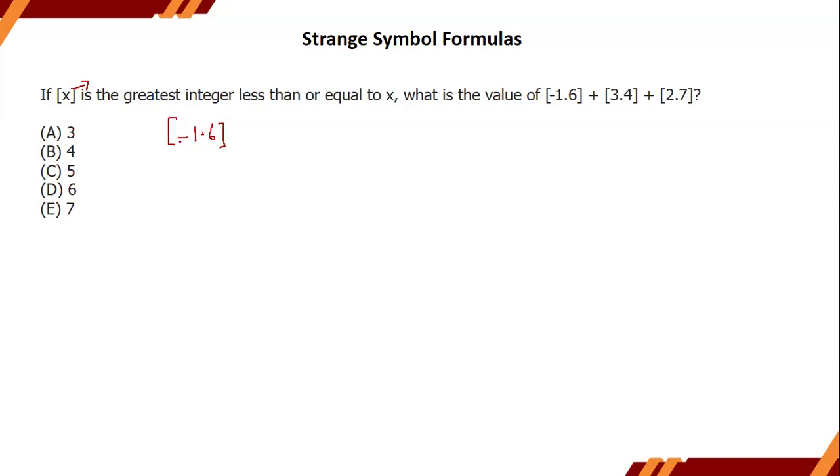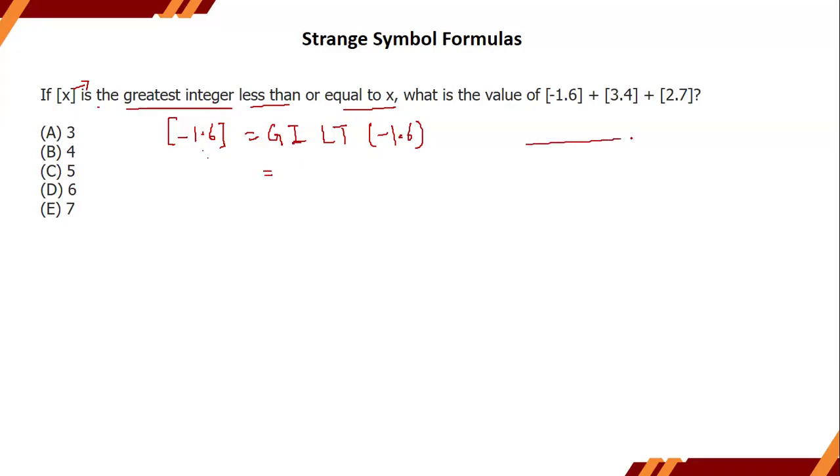So here, if we take minus 1.6, what does this mean? That the number inside the symbol, once we open it, is the greatest integer less than or equal to x. Now, as it is an integer, definitely it cannot be equal to minus 1.6, right? So definitely we need to take the greatest integer less than minus 1.6.